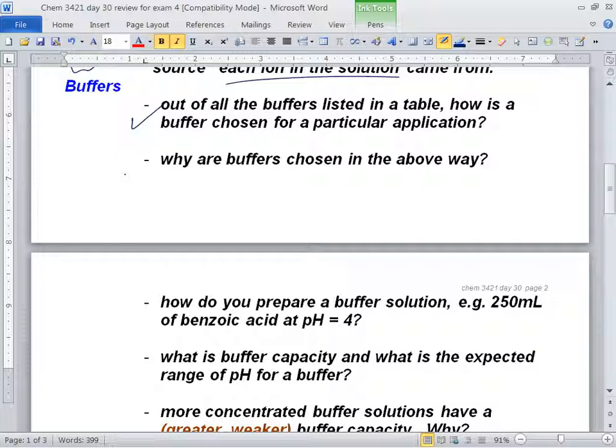Now, it may not be perfect. If the pKa is 4.6 and the pH you need is 4.5, you pick this buffer with a pKa of 4.6. It may not match perfectly, but it still works. But why are we picking them this way? Gloriana, you remember? Once the pH nails the pKa, what can you say about the populations of conjugate acid and conjugate base in that solution? What can you say about them?